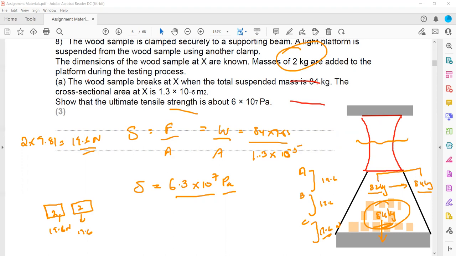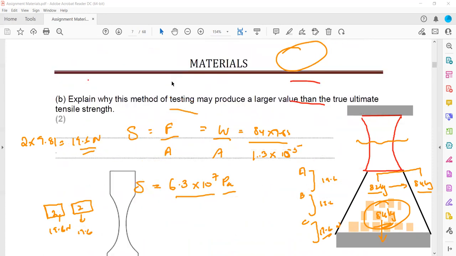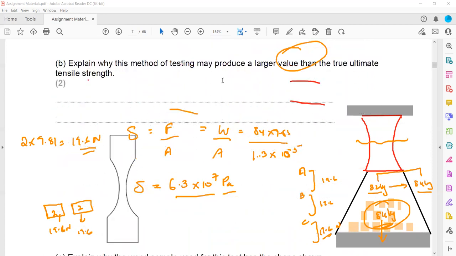Is this part clear? That is why our values may be an overestimation.